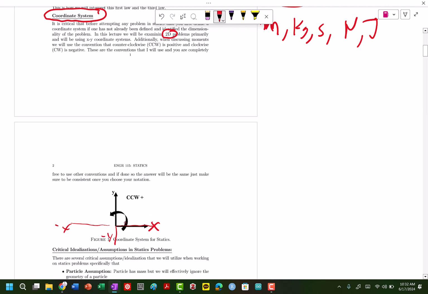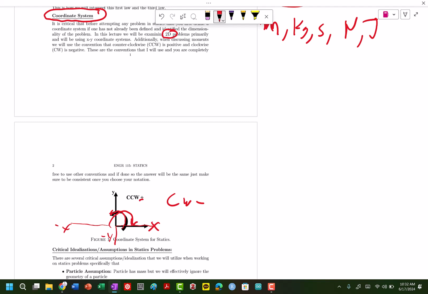When we have rotations, we're going to have counterclockwise rotations as positive. Clockwise rotations will be negative. So if we rotate, again, in the clock direction, it will be negative. So these are our common notations and coordinate systems that we're going to use.